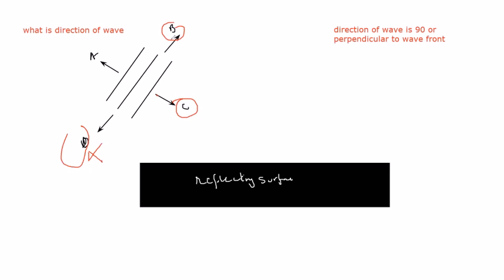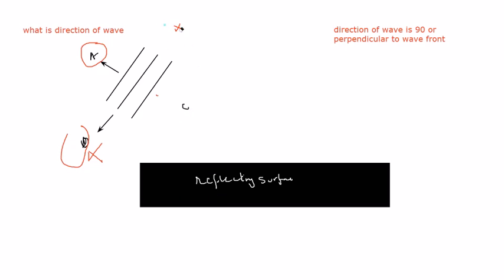Why? Because they're parallel in this. So either A can be the answer or C can be the answer. A, if the wavefronts are moving away, if A was the answer. C is the answer because I mentioned in the question that the wavefronts are moving towards the reflecting surface. So in an exam, the type of question they ask is to complete this diagram.